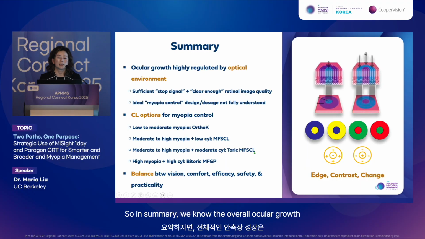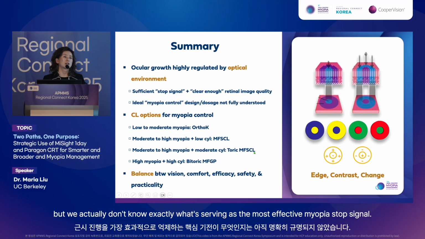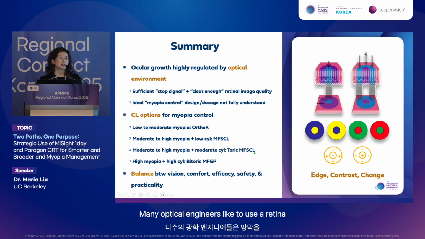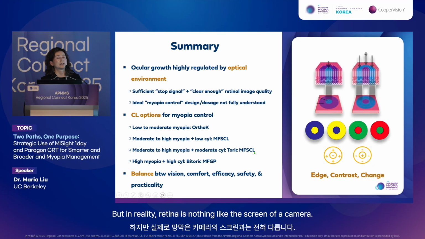So in summary, we know the overall ocular growth is highly regulated by the optical environment, but we actually don't know exactly what's serving as the most effective myopia stop signal. Many optical engineers like to use a retina model that considers the retina as the screen of a camera. But in reality, the retina is nothing like the screen of a camera.